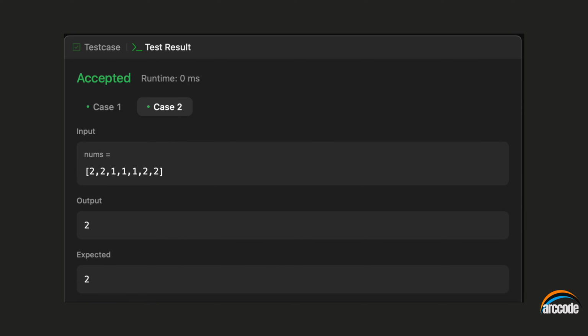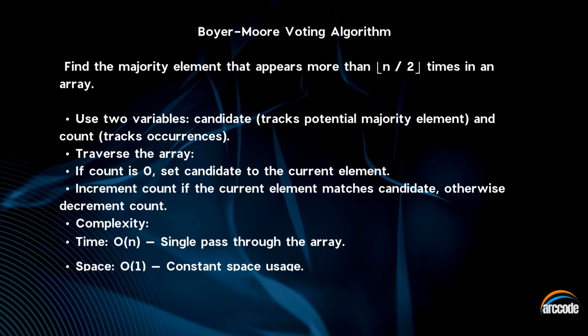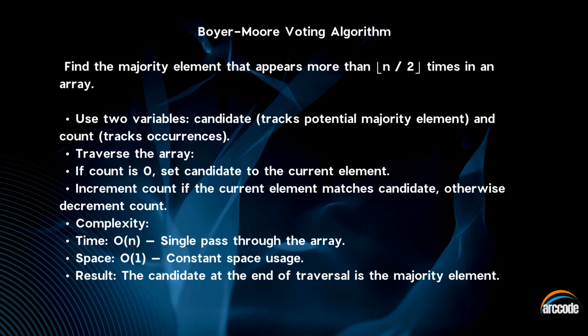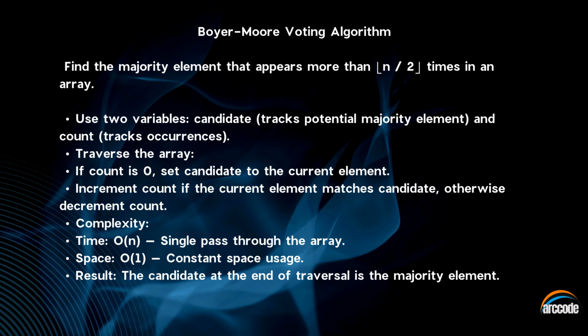And that's how you solve the Majority Element problem using the Boyer-Moore voting algorithm. If you're preparing for coding interviews, mastering this algorithm is essential.